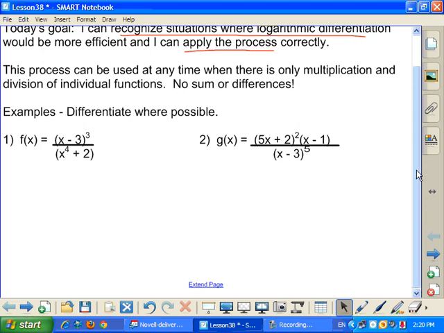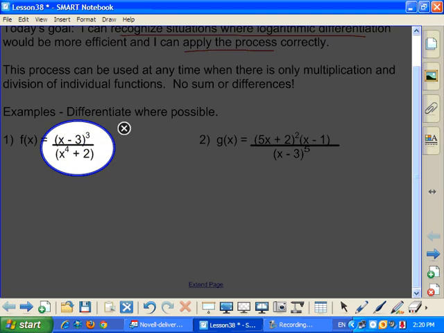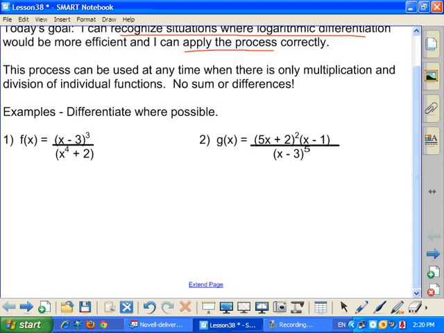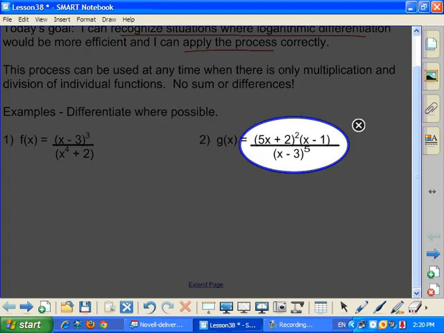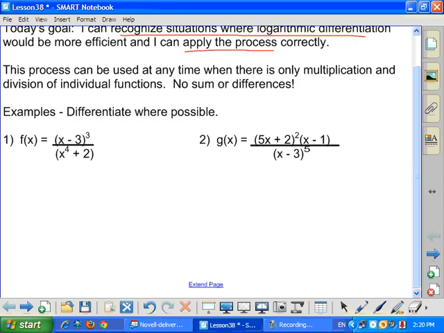When we look at the first two functions here, most people are going to say this should be done with quotient rule, and the answer is probably yes, it's going to be quicker. I'm going to do it with logarithmic just to show you that. The second one, though, it's quotient rule, but that top function has a product in it, so you're going to be doing the product rule inside the quotient. So that's where it may become more evident why we would want to do logarithmic differentiation.